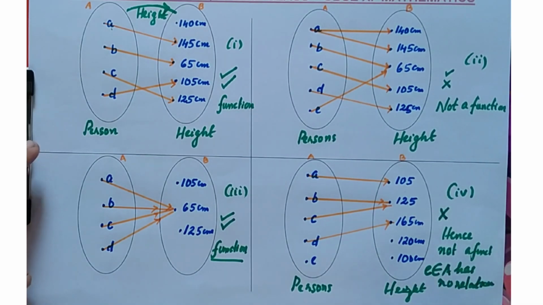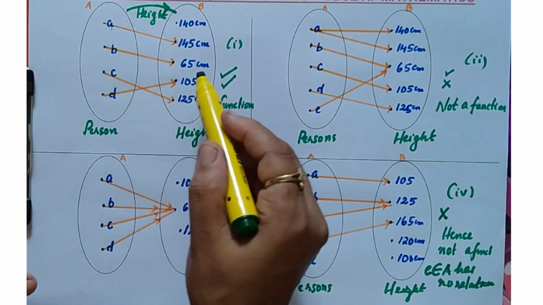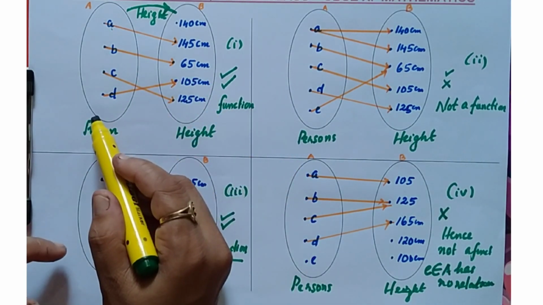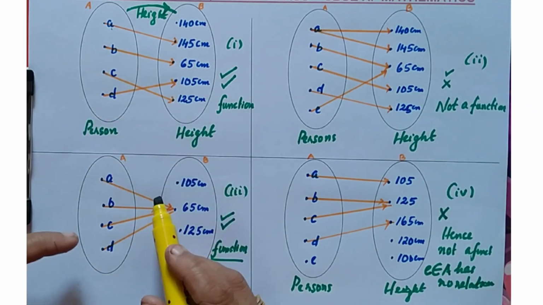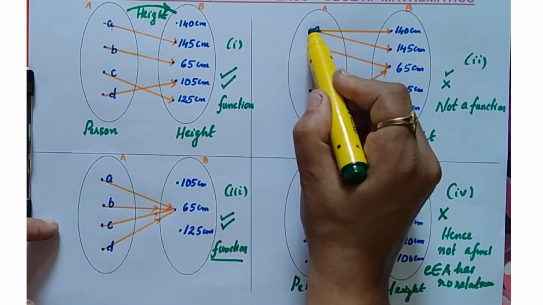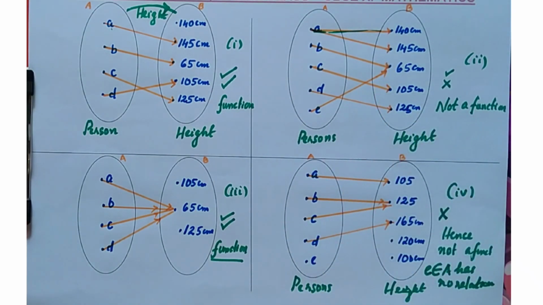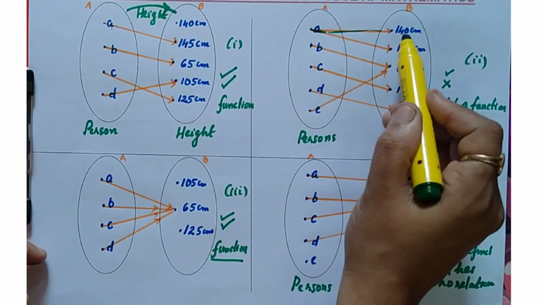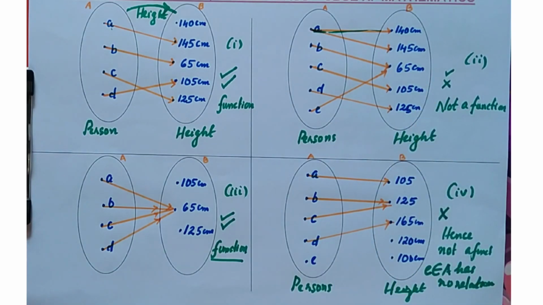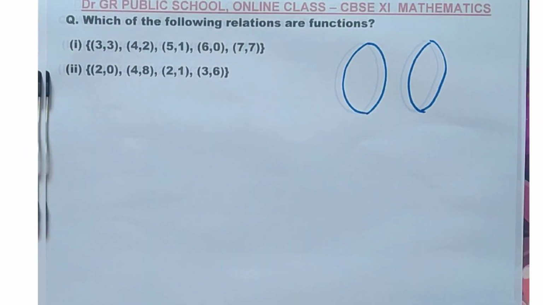So I hope that you understand how to check whether a given relation is a function or not. The two important conditions or criteria are that every element has an image, and the second condition is that the image must be unique. Here two arrow marks from the same element seem to be impossible because we know that the height of a person can't be 140 and 145 centimeters simultaneously. So this is not a function.